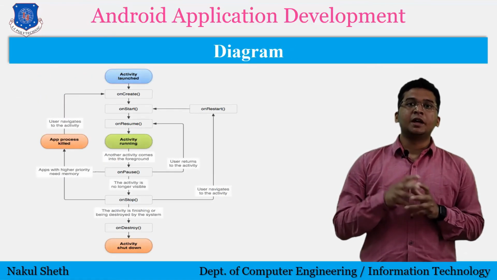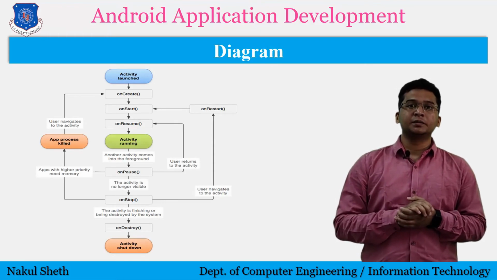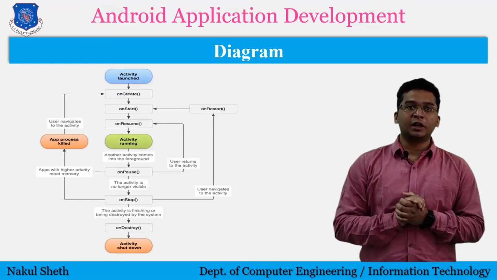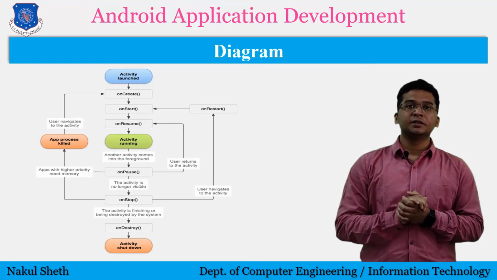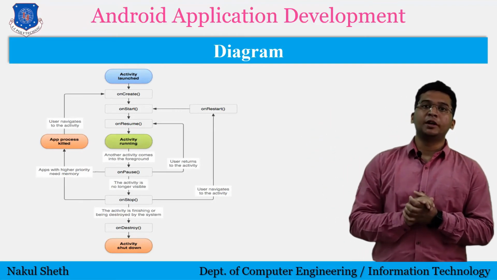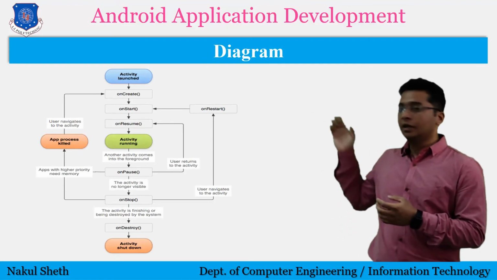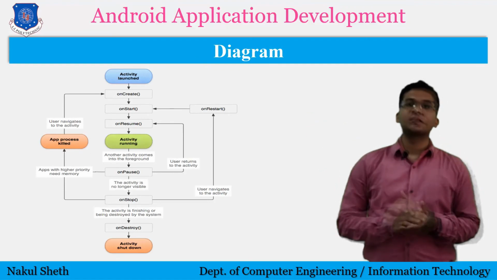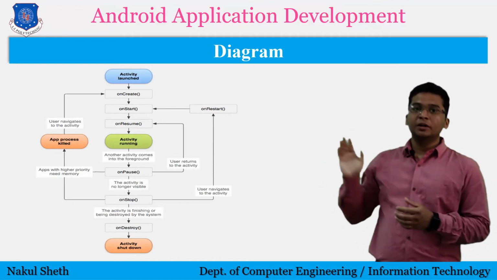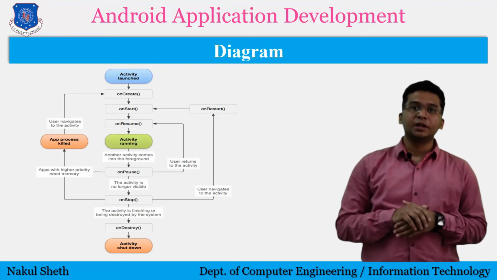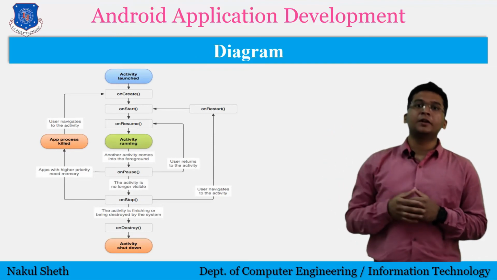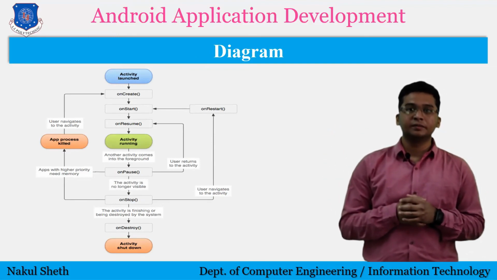Now we will see the exact diagram of the activity lifecycle. As you can see here, this is the exact diagram of the Android activity lifecycle. As we have discussed, the first method called by the Android OS is the onCreate method. After onCreate we have onStart. Then we have the onResume method. After the onResume method, our activity will be in the foreground state, or we can say a user can interact with this application after onResume is invoked.